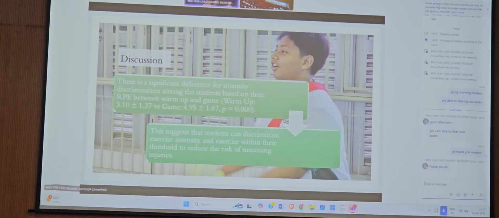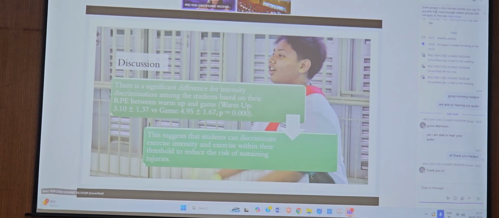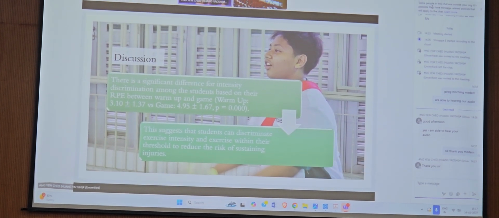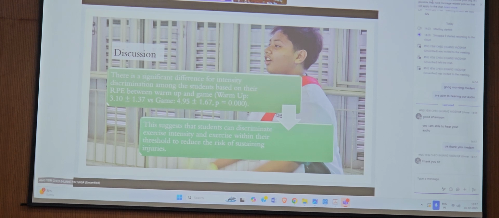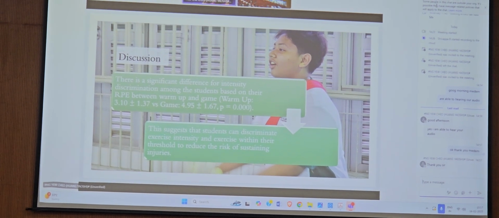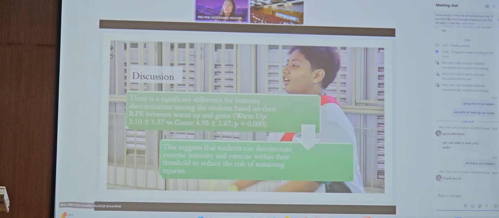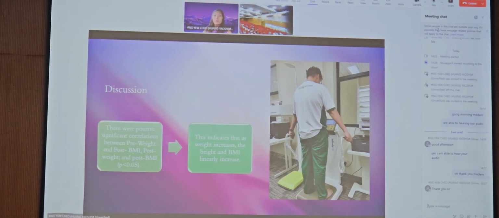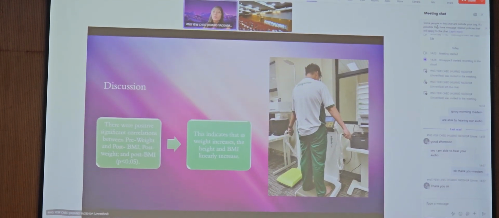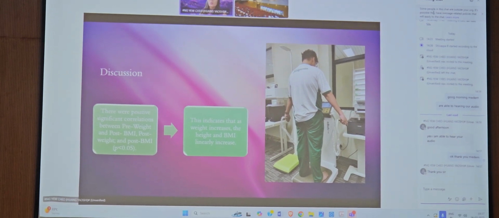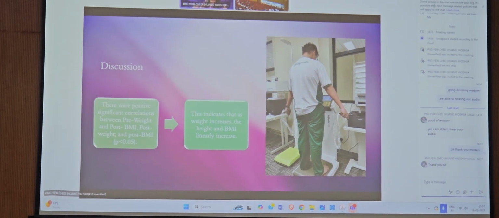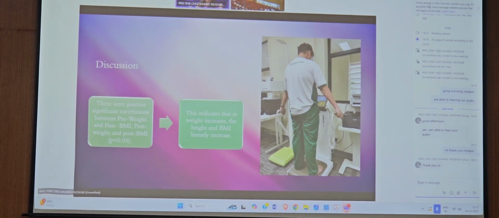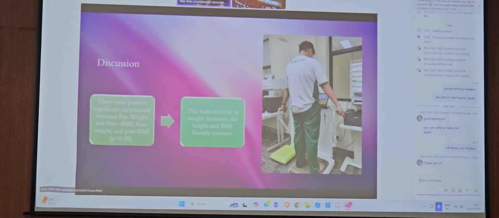There's also a significant difference for intensity discrimination among students based on their RPE between warm-up and game, p-value of 0.00. So this also suggests that students can discriminate exercise intensity and exercise within their threshold to reduce the risk of sustaining injuries. There's a positive correlation between pre-weight and post-BMI, post-weight and post-BMI with a p-value of less than 0.05. So this indicates that as weight increases, the height and BMI linearly increase.